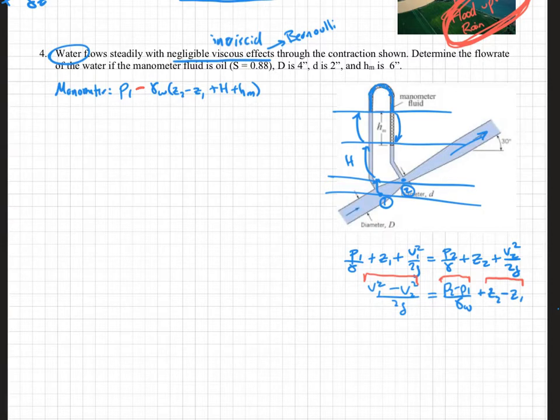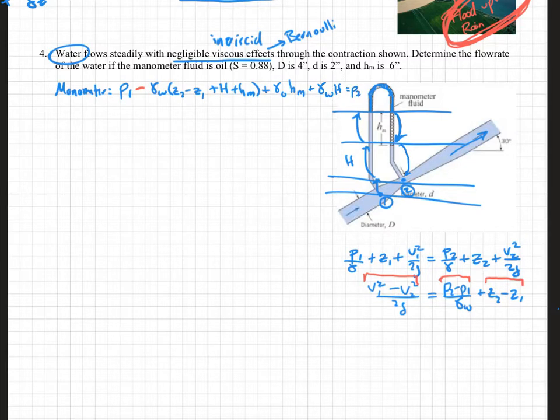So anyway, as we're going back downwards through the fluid, right here we're going down, gamma of the oil times H sub M. And then we go down this bit, that capital H, back down, plus gamma of water times capital H. And that gives us P2.